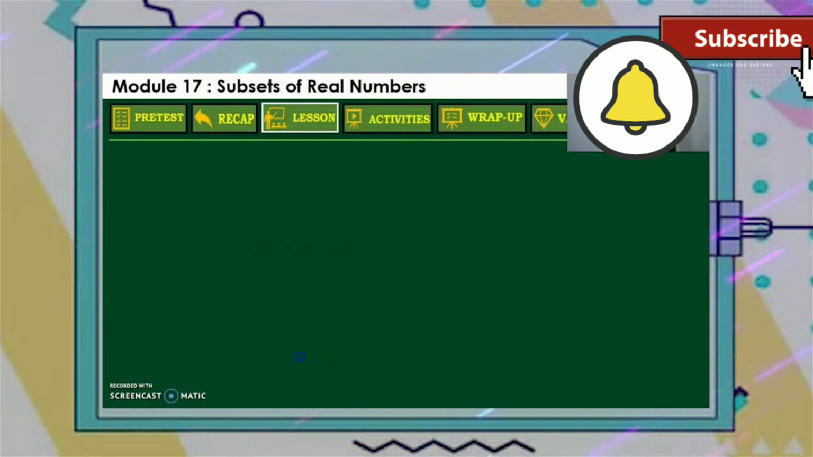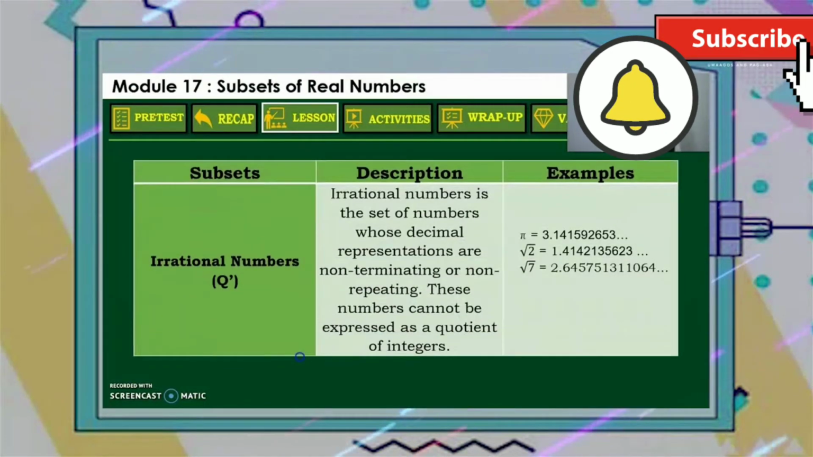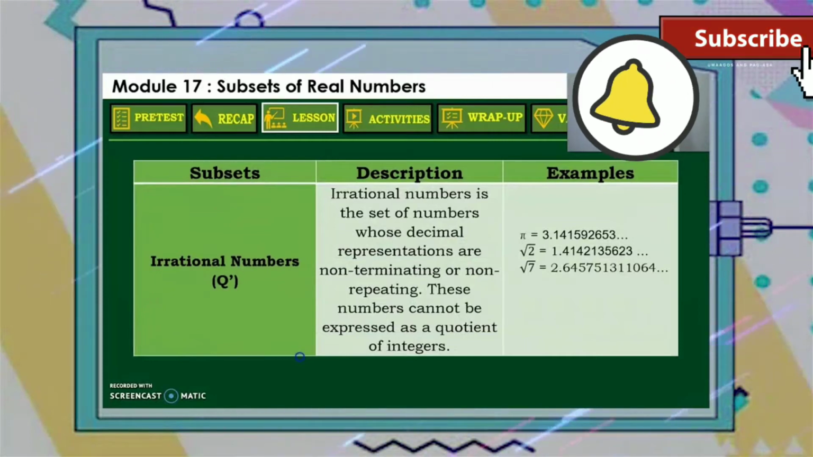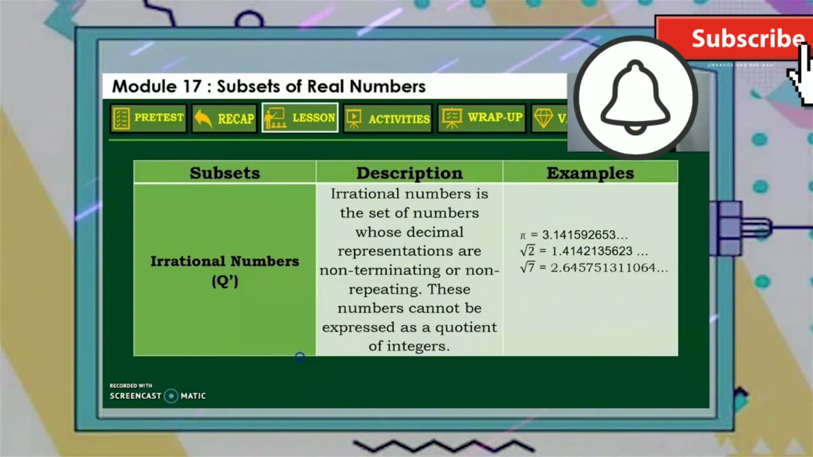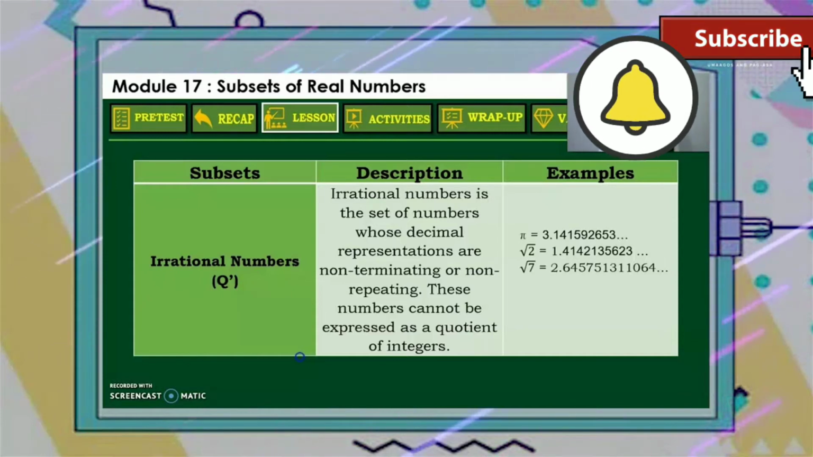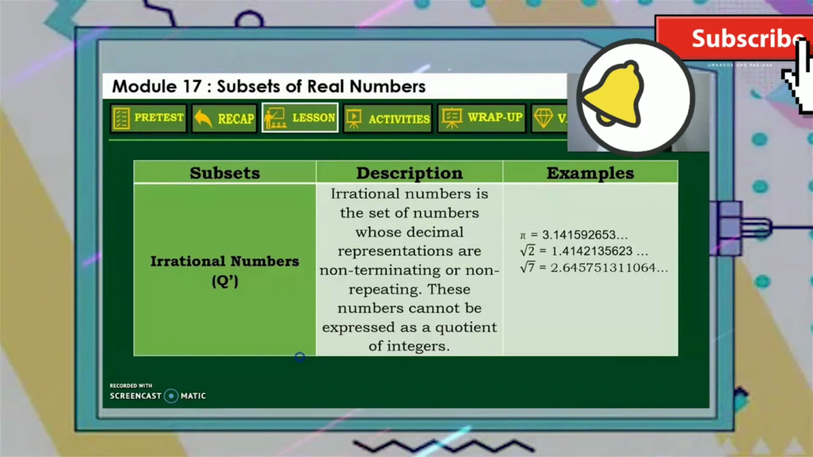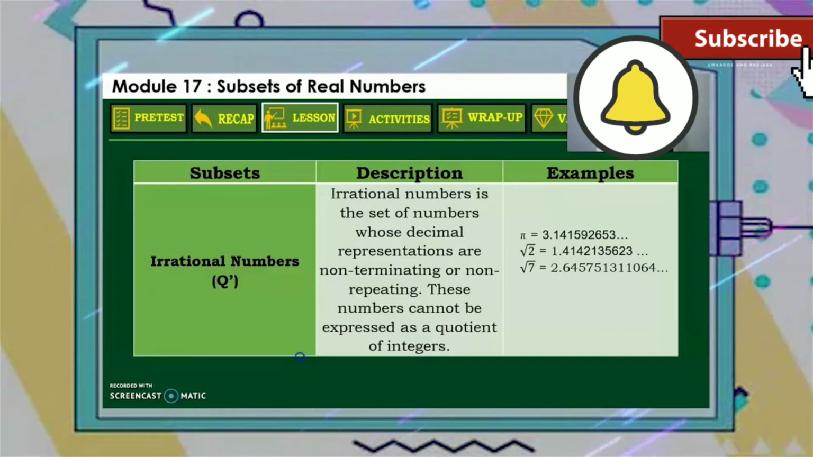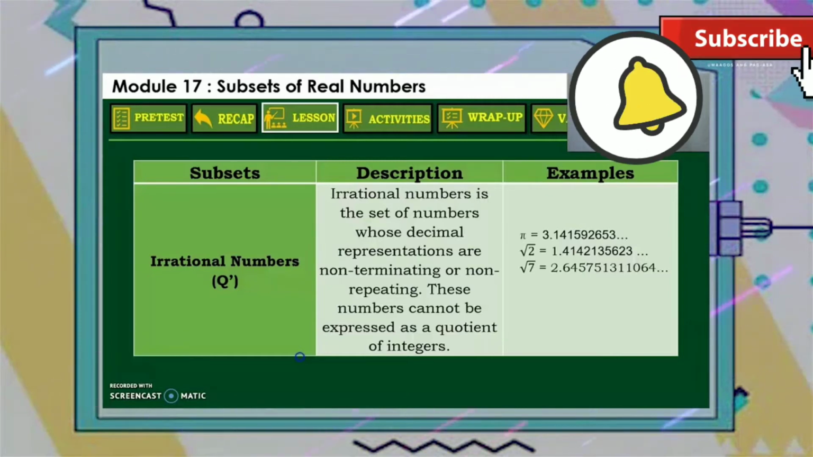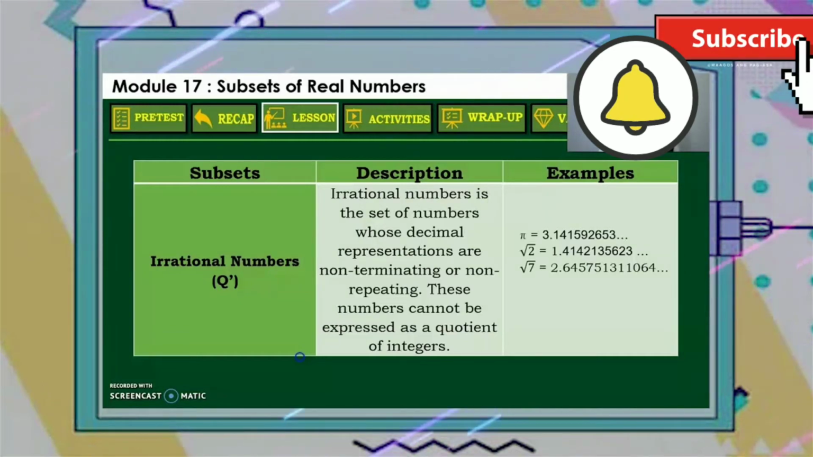The last subset of real numbers is what we call the irrational numbers. Irrational numbers are the set of numbers whose decimal representations are non-terminating and non-repeating. So these numbers cannot be expressed as a quotient of integers. For example, the value of pi. The value of pi is equal to 3.141592653, and so on. So the numbers are non-repeating and it is never ending. Same with the value of square root of 2, which is equal to 1.4142, and so on, and the value of square root of 7, which is equal to 2.6457, and so on.